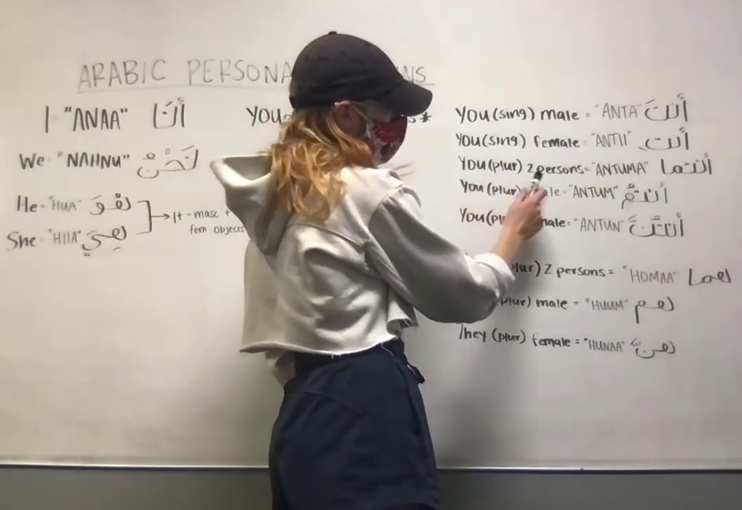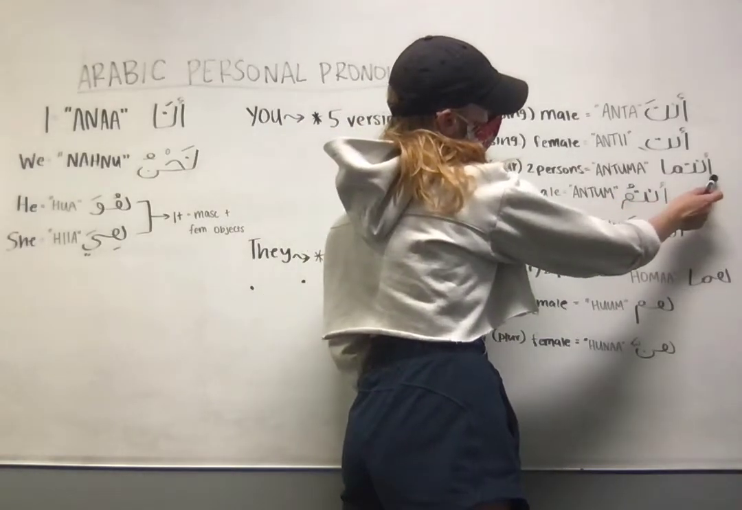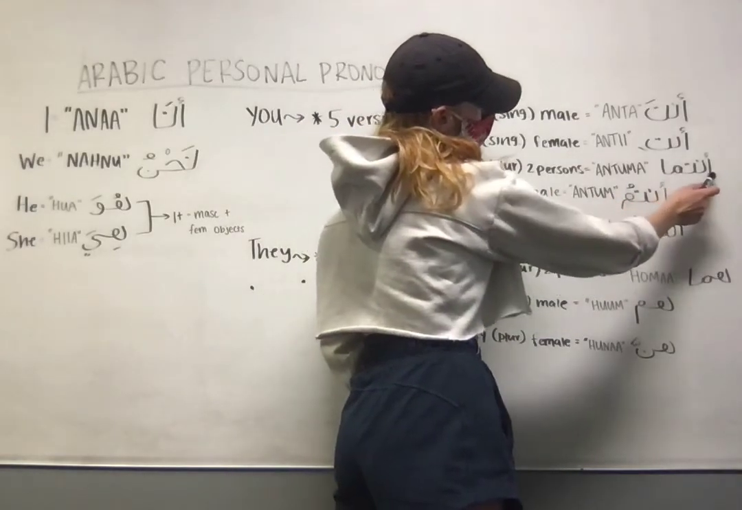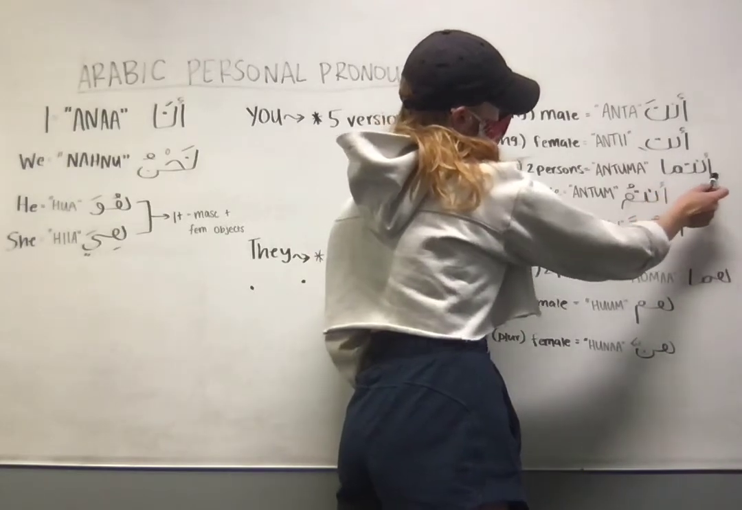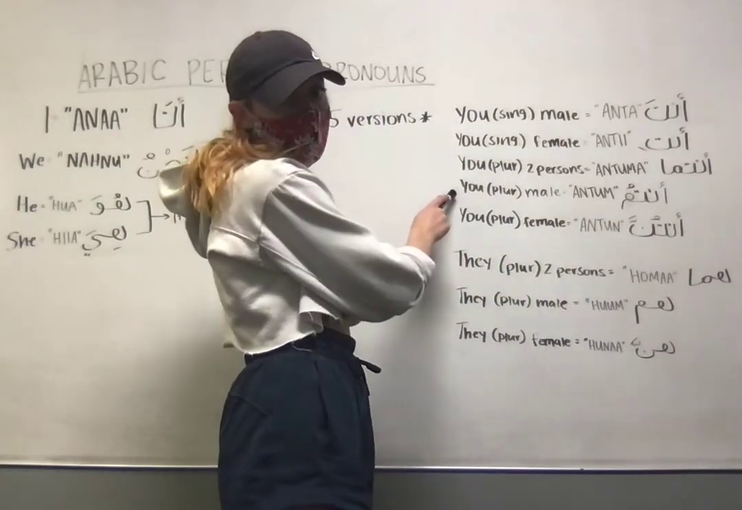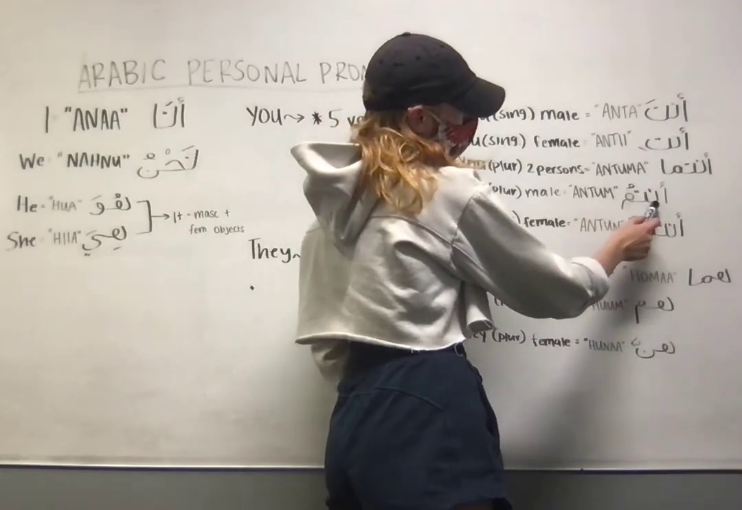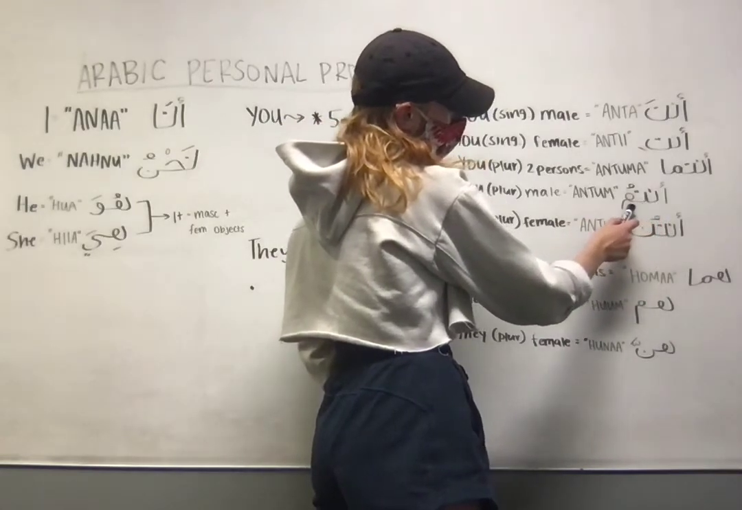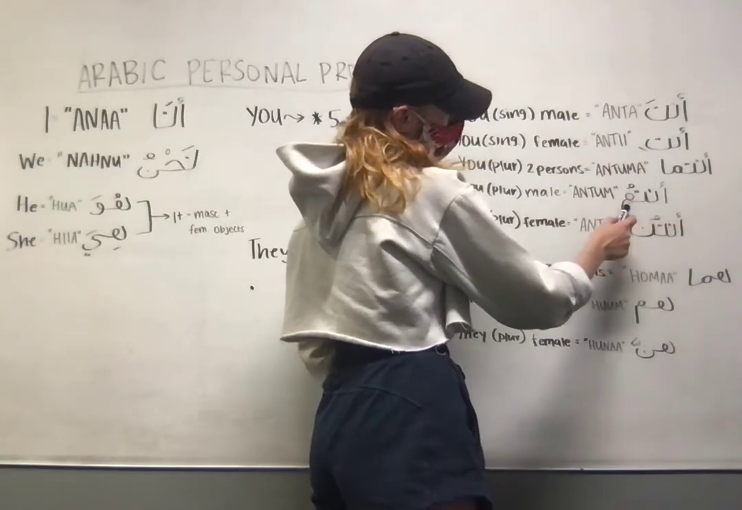So if you're talking to 2 persons, it'd be antuma. So antuma, alif, na, ta, ma, a, antuma. And if you're talking to just a group of males, it would be antum. So alif, na, ta, ma. We have that little squiggle on top, so it'd be antum.